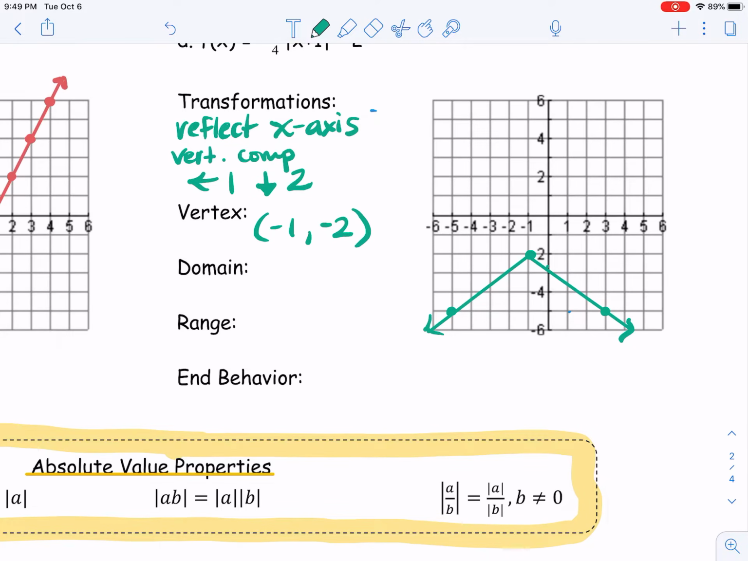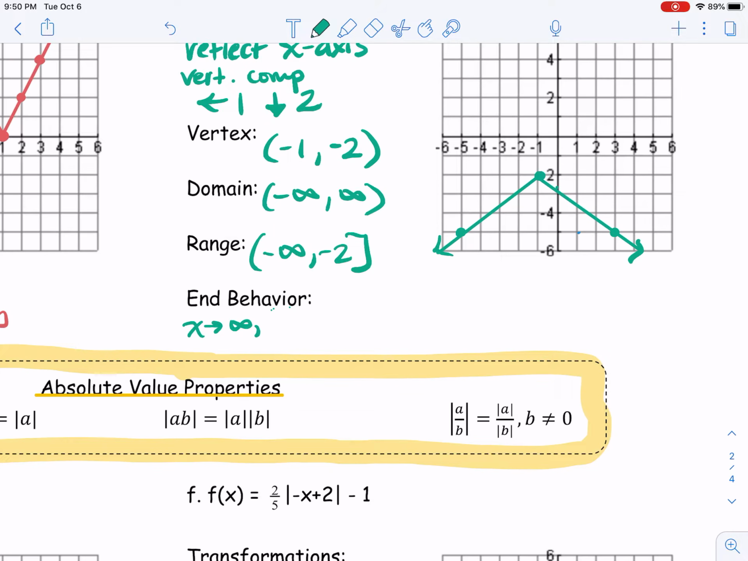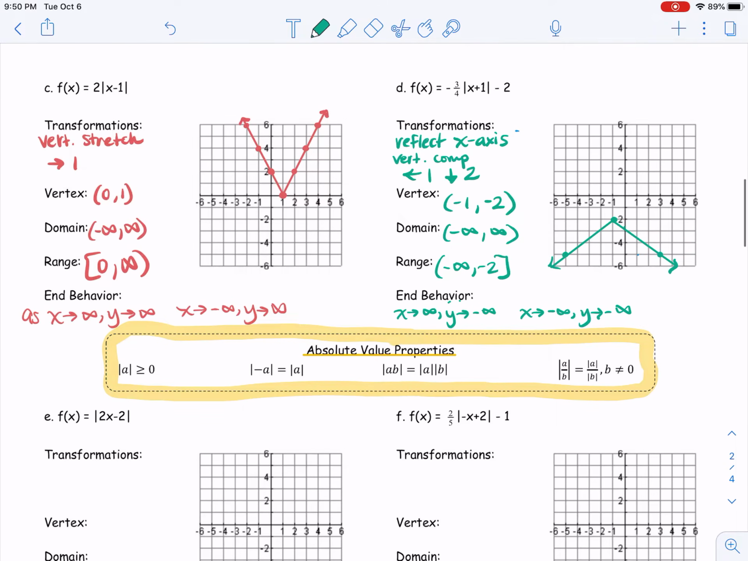Domain, you could probably bet money now, negative infinity to positive infinity. Our domain for any absolute value function is always going to be negative infinity to positive infinity, no matter what. No matter how you flip it, shift it, compress it, stretch it, it's always going to be that. Range for this one, bottom to top, negative infinity all the way up to -2, including that value. End behavior again, as x approaches infinity, y is approaching negative infinity. As x approaches negative infinity, y is approaching negative infinity as well. Okay, those should be pretty easy for you.